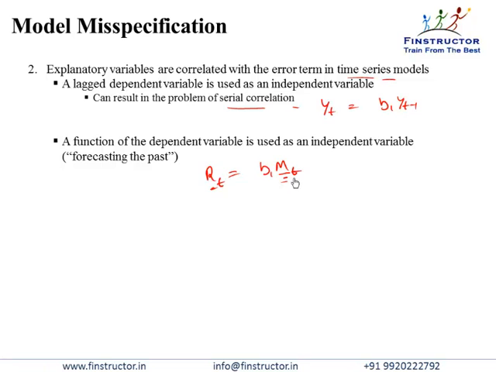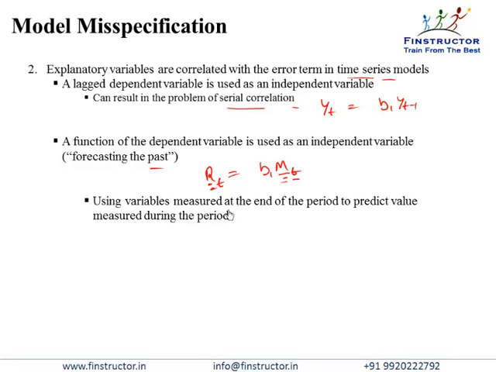So if you use the beginning of period market cap, the relationship would have still been valid. If you use the end of period market cap to forecast the returns in the same period, then automatically the returns will be higher for higher market caps, because as the returns go up, the market cap goes up. So this would be an example of forecasting the past or using a function of the dependent variable. So market cap here is a function of the returns as an independent variable.